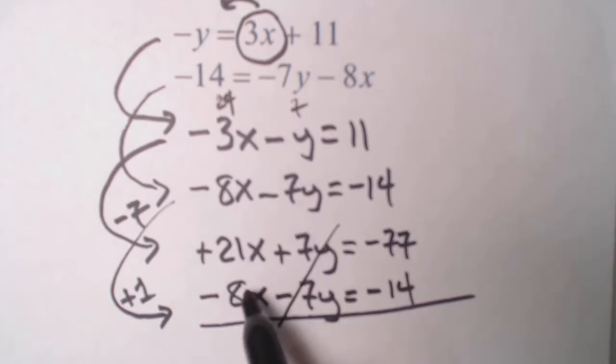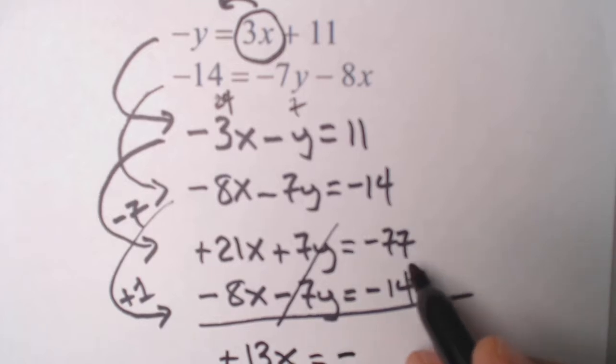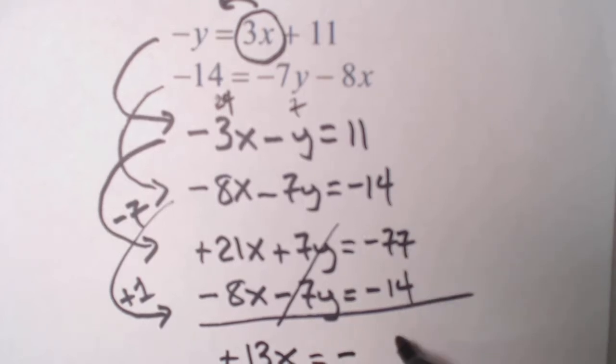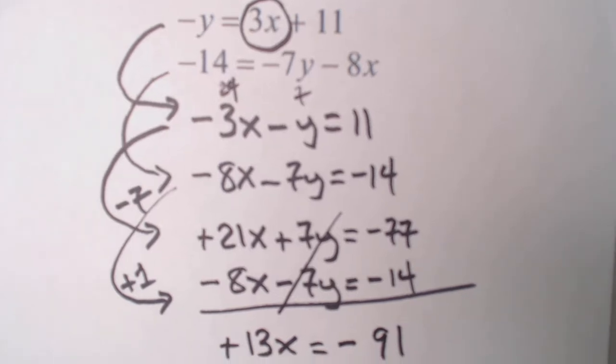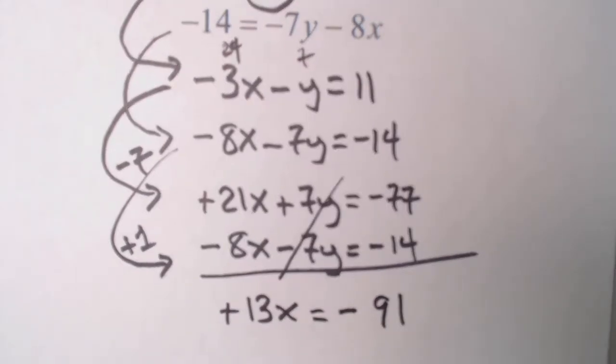So I got 21x minus 8x. Let's see, what's that going to be? I guess positive 13x, is it? Equals over here, well, we're combining this. It's all negative, so 7 and 4 is 11, carry the 1. 7 and 1 is 8, and 1 is 9. So here we go. Positive 13x equals negative 91.